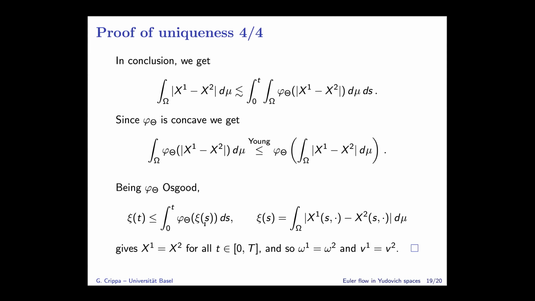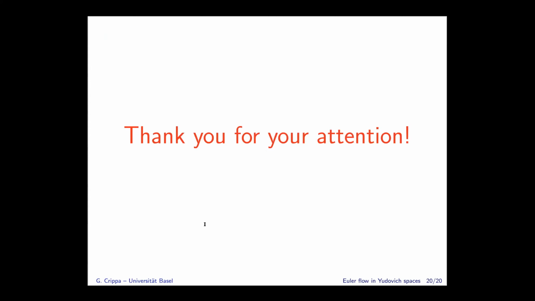And since phi theta is Osgood, that was our second assumption on the modulus of continuity, this gives uniqueness, in the sense that since the two flows coincide at the initial time, the two flows are equal for all times, and therefore the vorticities, and therefore the velocities. And this concludes the proof, and also concludes my talk. So thank you very much for your attention.